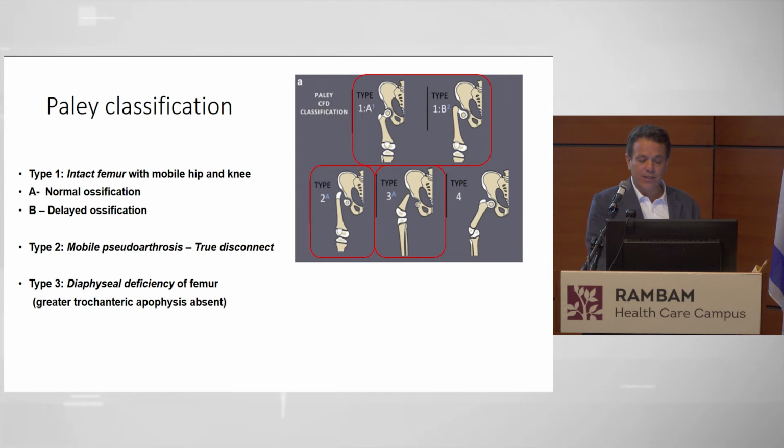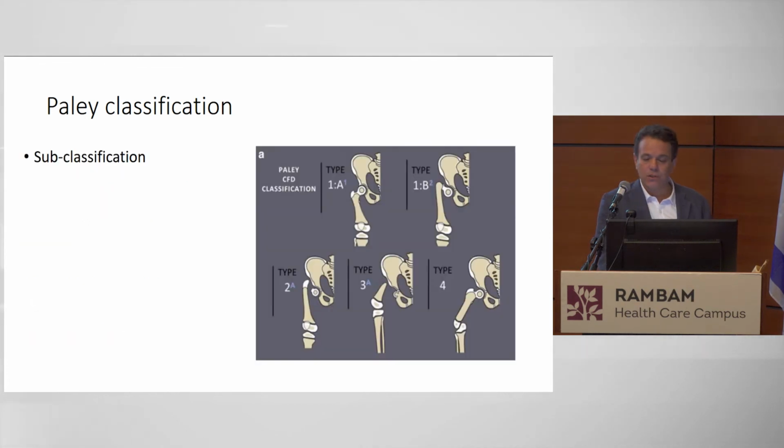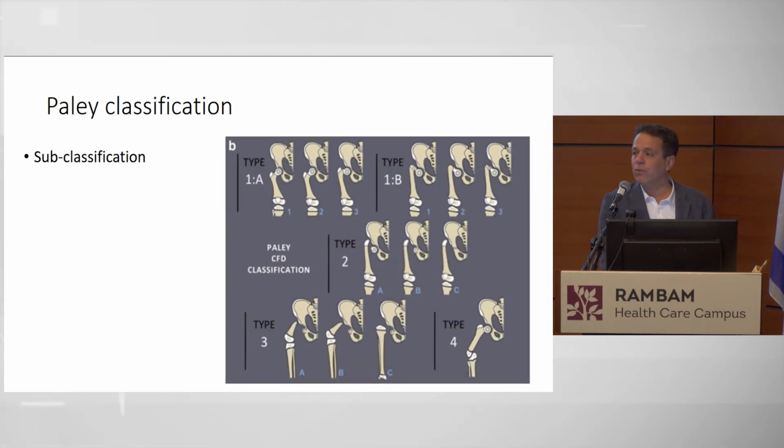Type 3 is diaphyseal deficiency of the femur, so the greater trochanteric apophysis is not existent, it's absent. And type 4, which is not really PFFD, is more distal deficiency of the femur, and the proximal end is normal, and that's a rare pathology. So to make things a bit more complicated, we have some sub-classifications. We will not go through all of them, only the important stuff.